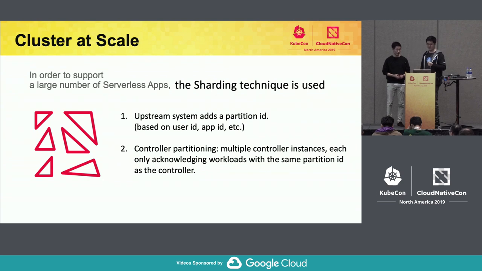And the second step is that we must modify the controller to allow the partitioning of controllers. That is to say, the controller in each control plane set must only acknowledge and process the workloads or the resources with the same partition ID. It should not be able to know about the workloads in other partitions. Otherwise, when we are running them at the same time, one set of control plane will affect the other sets of control planes. We cannot do that, okay?